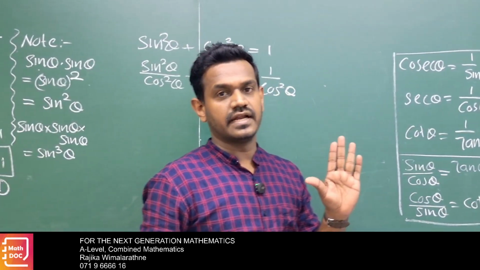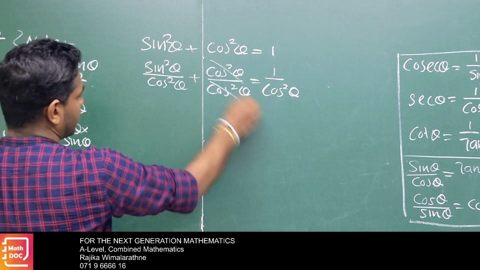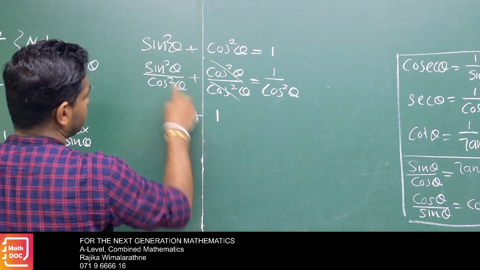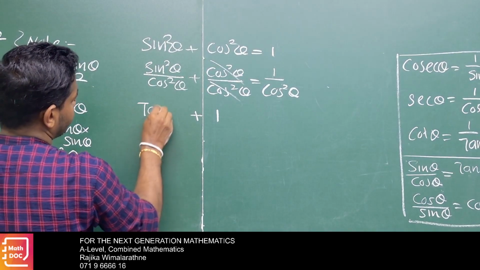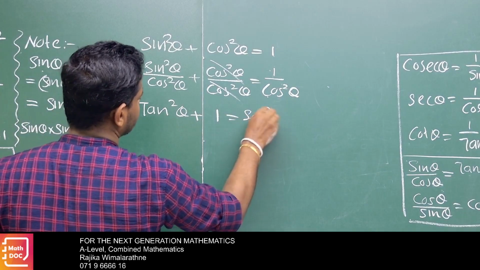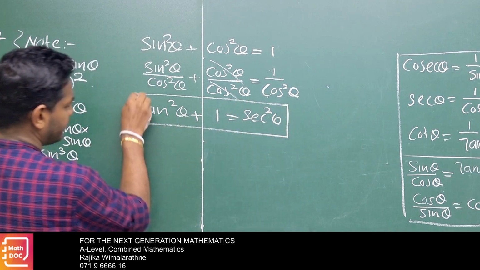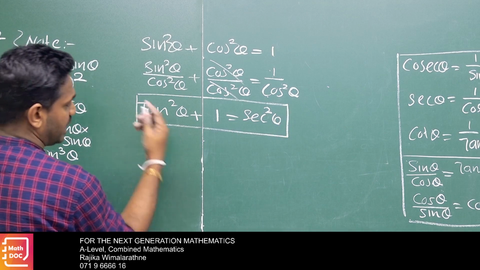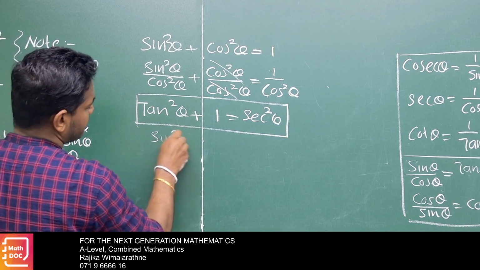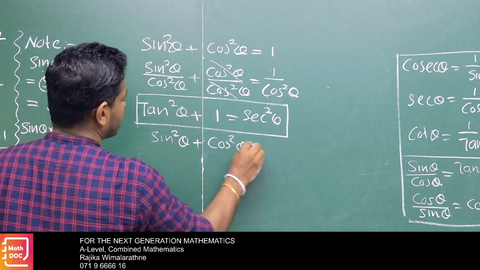So then another identity. Cos cancel. Sin over cos is tan. 1 over cos is sec. Then this is another format of the Pythagorean identity. We have another one: sin square theta plus cos square theta equal 1.